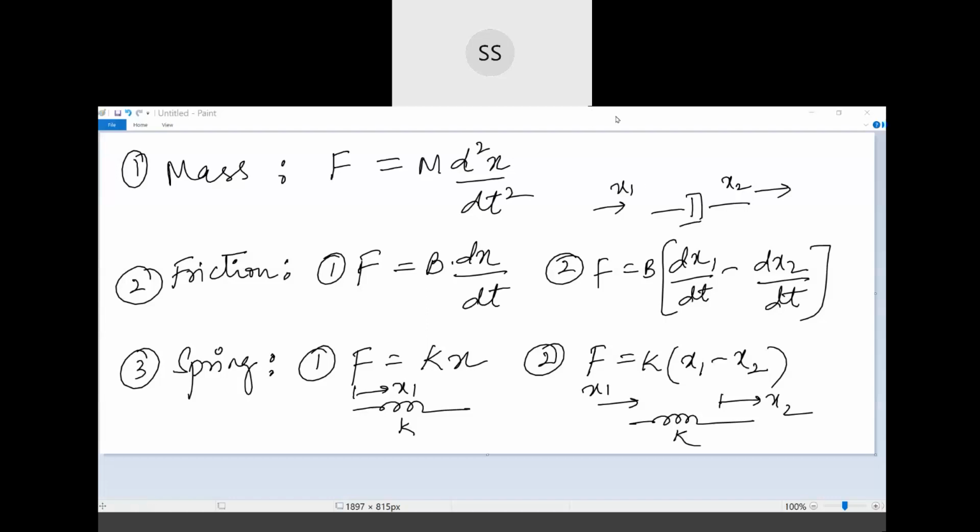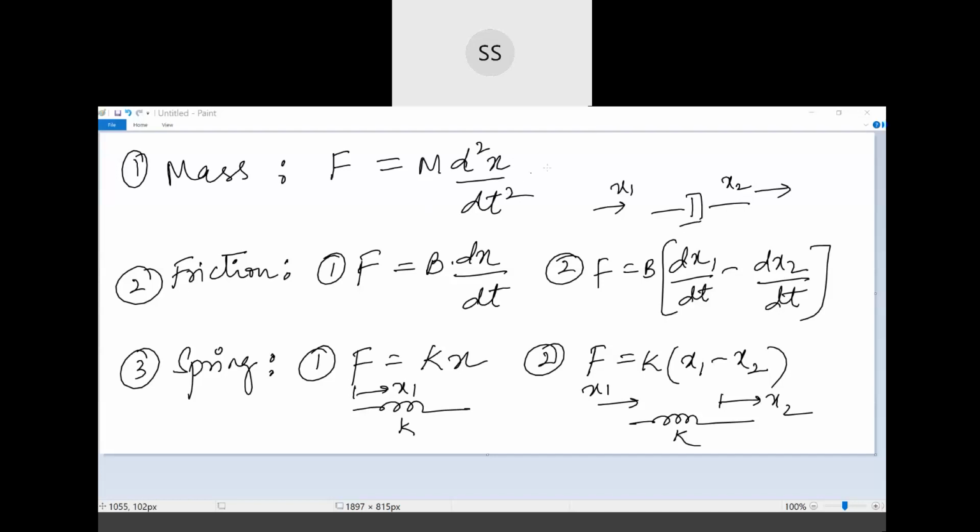Okay. So we were discussing the three ideal elements in case of translational elements. So they were mass, friction, and the spring. I hope you have understood the notations used here. So F, capital F, always throughout this module, is going to represent the applied force, and in case of mass, the capital M is used to represent it.